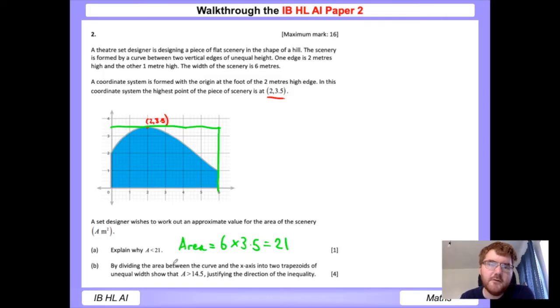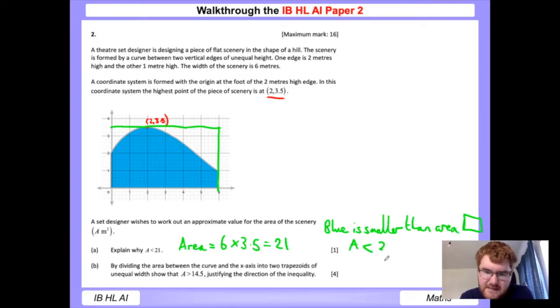So therefore we know that because the blue is smaller than the area of the rectangle, we then know that A must strictly be less than 21. Okay, it's a nice straightforward way to start off. We have to get rid of this part in a moment.